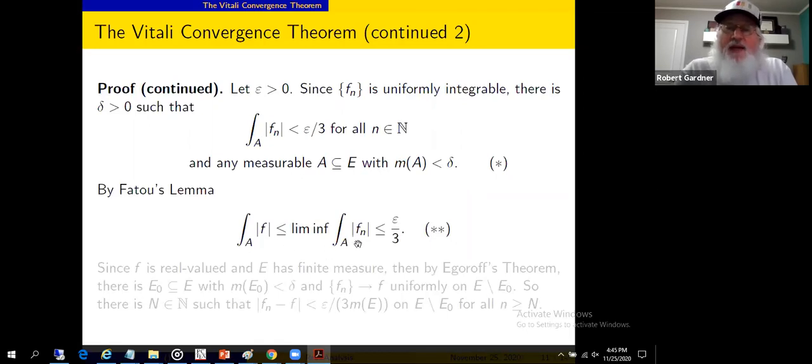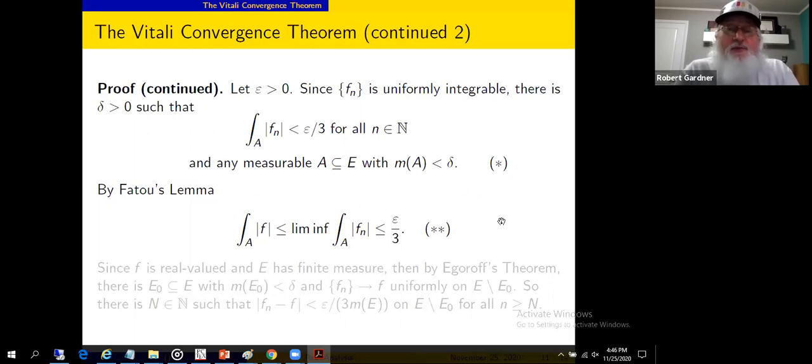Fatou's lemma, we have the f sub n's approaching f pointwise, as do the absolute values. The integral over A of the limit function is less than or equal to the lim inf of the integrals. Well, each of these is bounded by epsilon over 3. So the lim inf is bounded by epsilon over 3. So the integral of the absolute value of f is bounded by epsilon over 3, and we're two thirds of the way there. So we've got an epsilon over 3 on the integral over A of the absolute value of f sub n. We've got it on the integral over A of the absolute value of f itself.